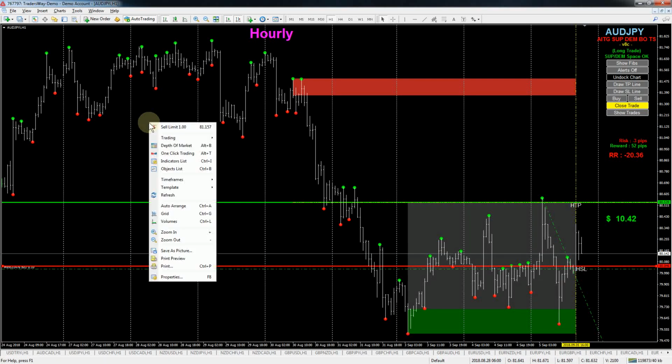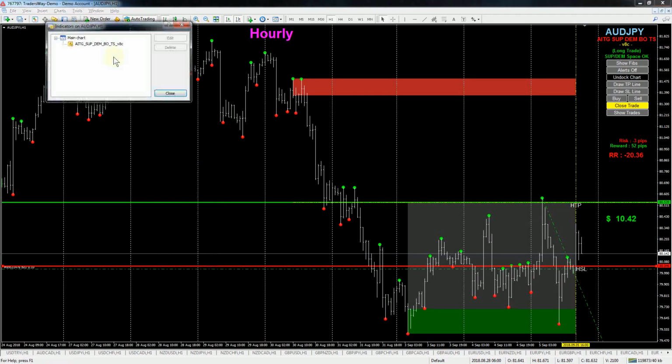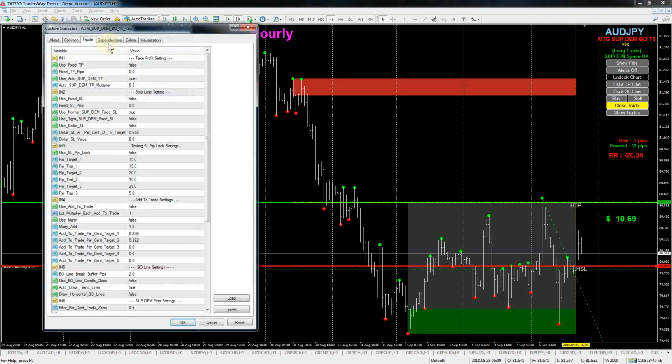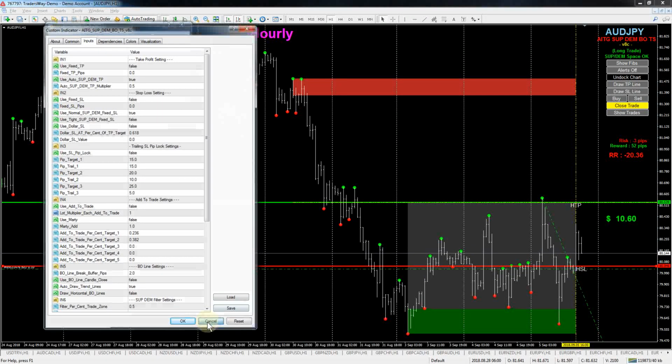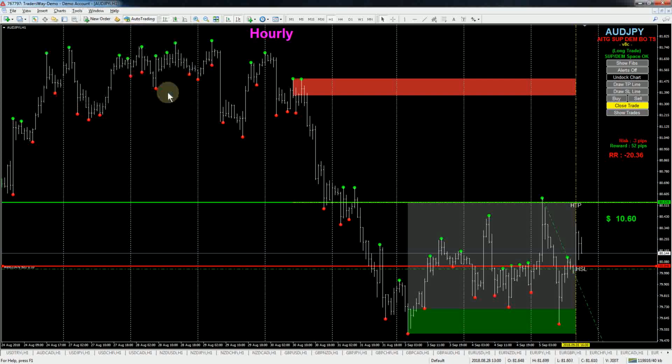Okay, so let's go back to our settings again. I'm not using any trailing targets or trail buy. I'm not using the add-tos, so I'm not using the martingale breakout. I am just looking for a 2-pip break above the line. Let's expand this a little bit so you can see better.